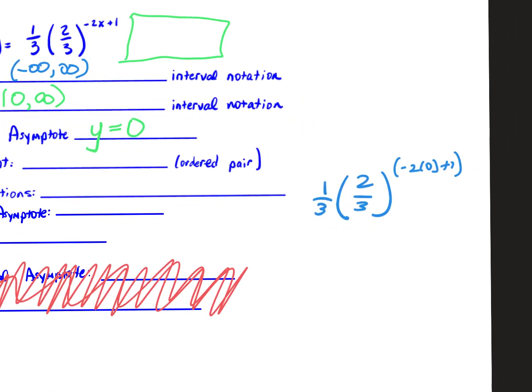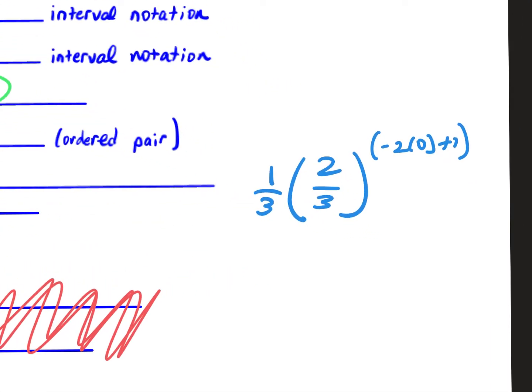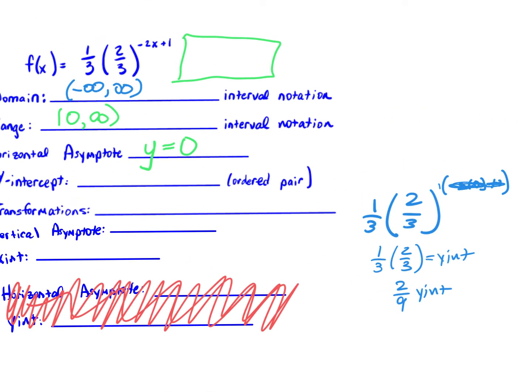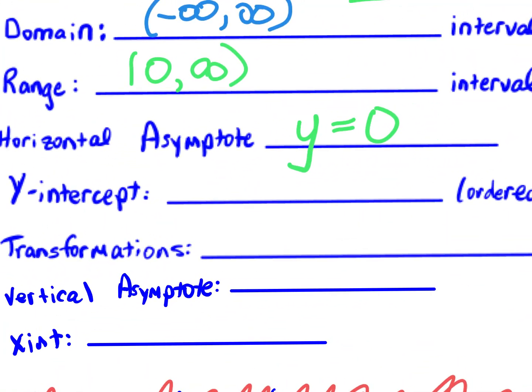But if you evaluate this, guys, what is -2 times 0? 0. And 0 plus 1 is 1. So what is 2/3 to the first power? 2/3. So you're saying 1/3 times 2/3 is my y-intercept. What is 1/3 times 2/3? It's not 3/9. What's 1 times 2? It's 2/9. So your y-intercept is at 2/9. How do I write intercepts? 0, 2/9. Good.